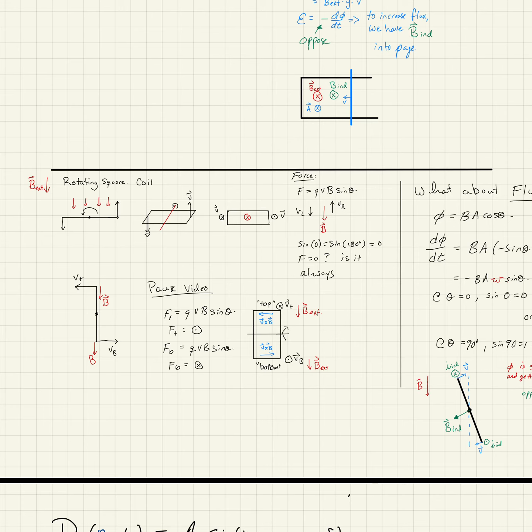Let's look at the other side. On the other side, what do we have? We have the velocity down, the B field down. So that's an angle of 0 degrees. Sine of 0 is 0. So again, it looks like there's no force here, no force here.